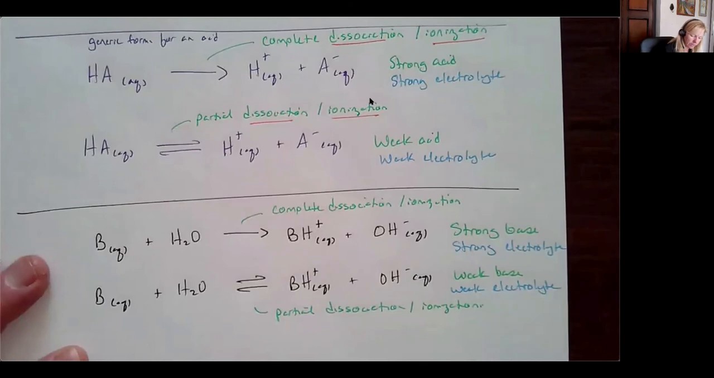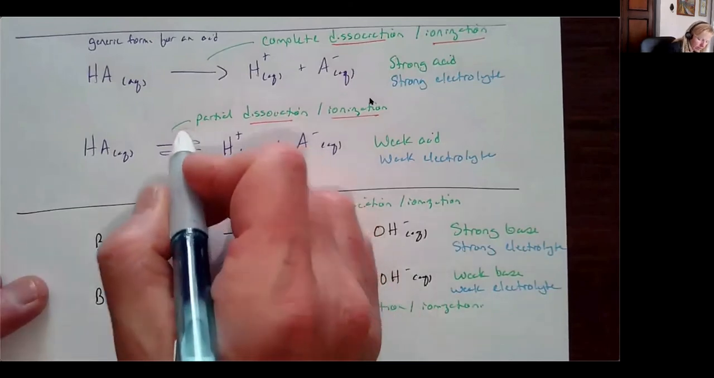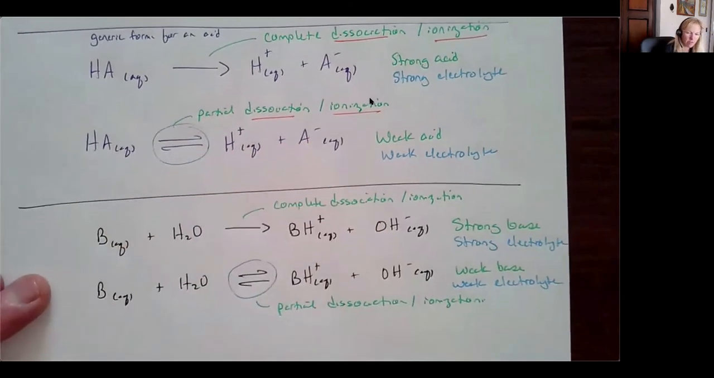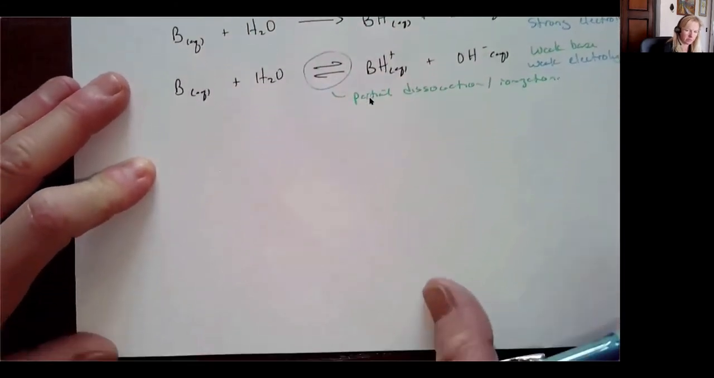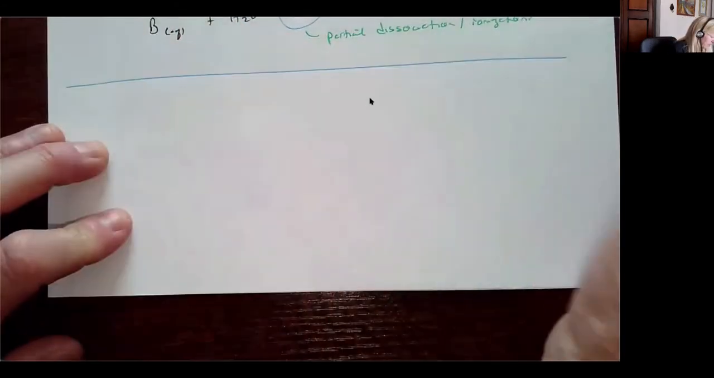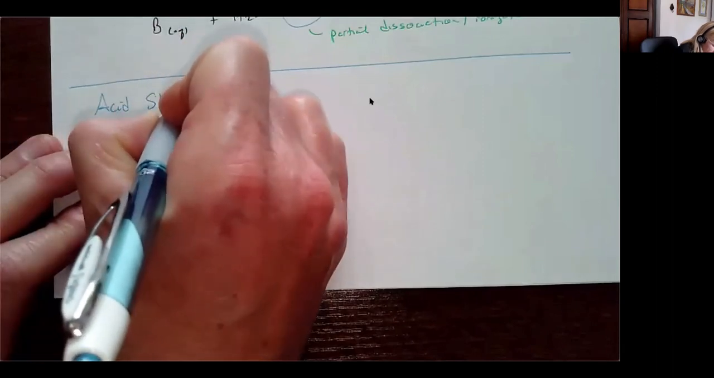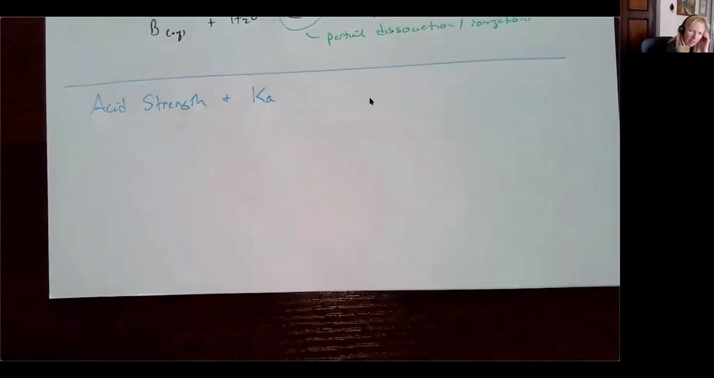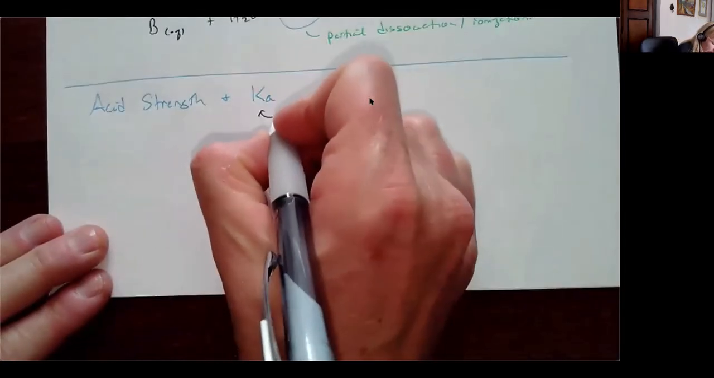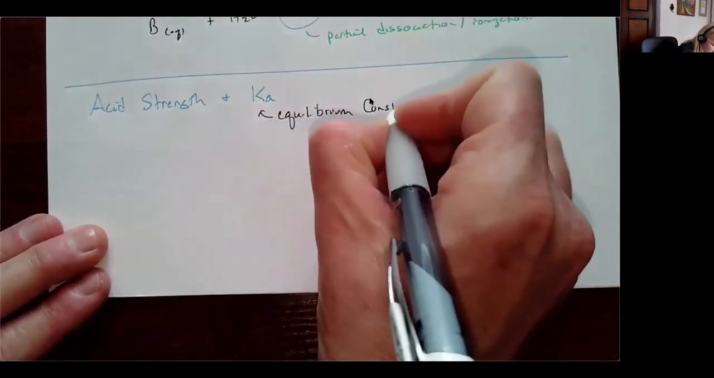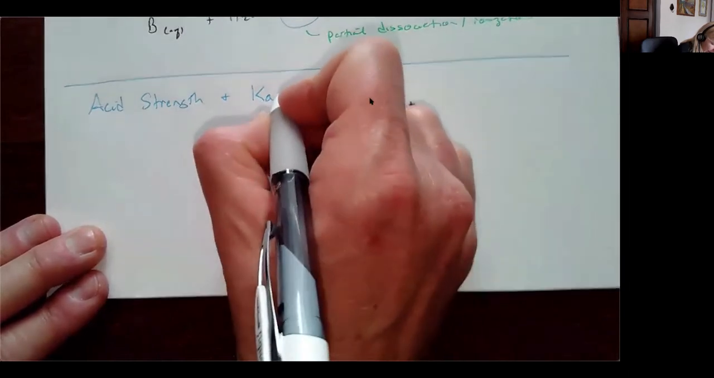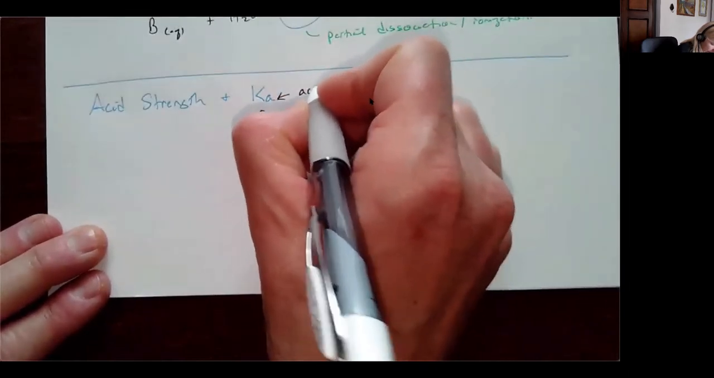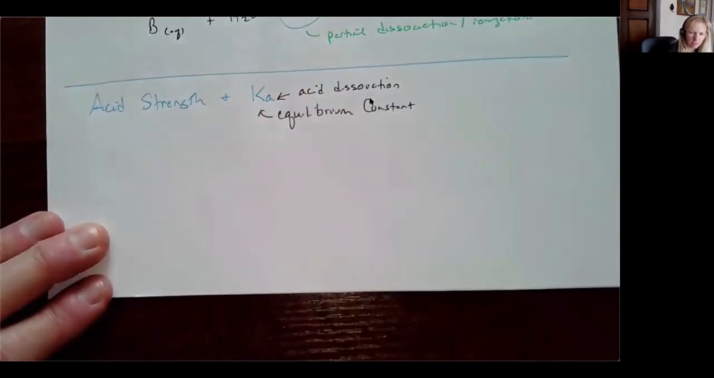All right, since we can write this as an equilibrium scenario, I can write my law of mass action. So you knew this was coming. We'll take acid strength, and Ka. And K, remember, is my equilibrium constant. And now my little a denotes that I'm looking at acid dissociation. That's what little a means.